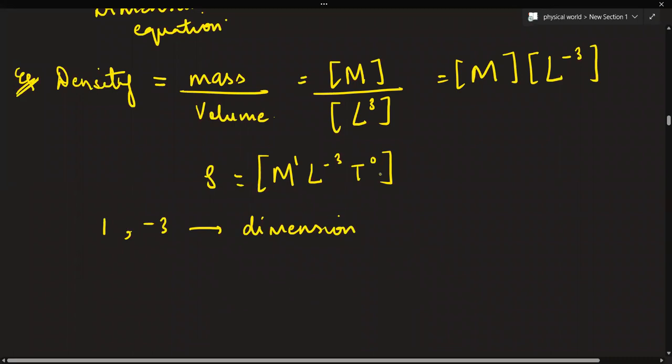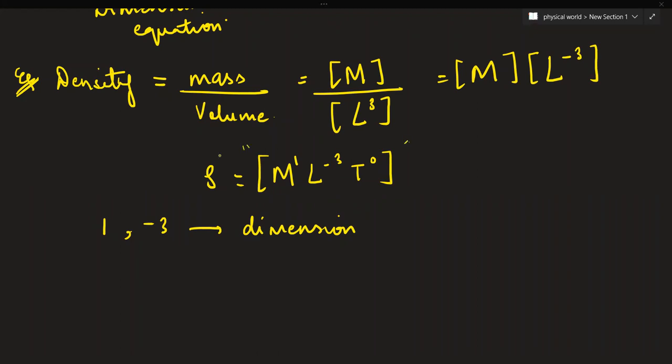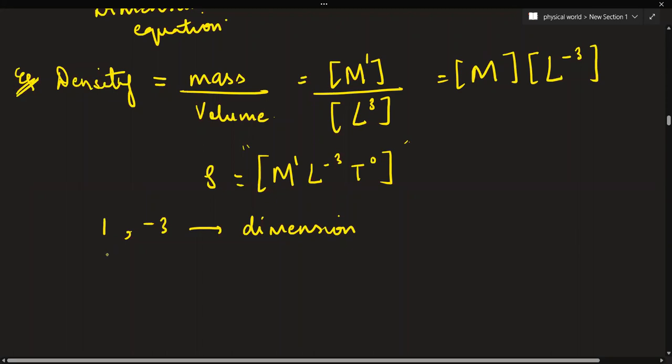Now, what will be the dimensional formula? This becomes your whole dimensional formula. So whatever you have submitted, that is your dimensional formula. Iram, it won't be only minus 3. It will be minus 3 as well as plus 1, because you cannot neglect the power 1. So this becomes M to the power 1, L to the power minus 3, T to the power 0. This becomes the dimensional formula.